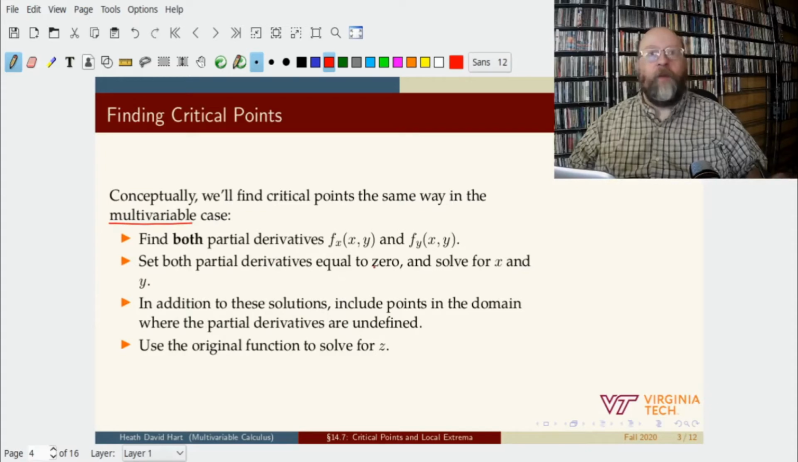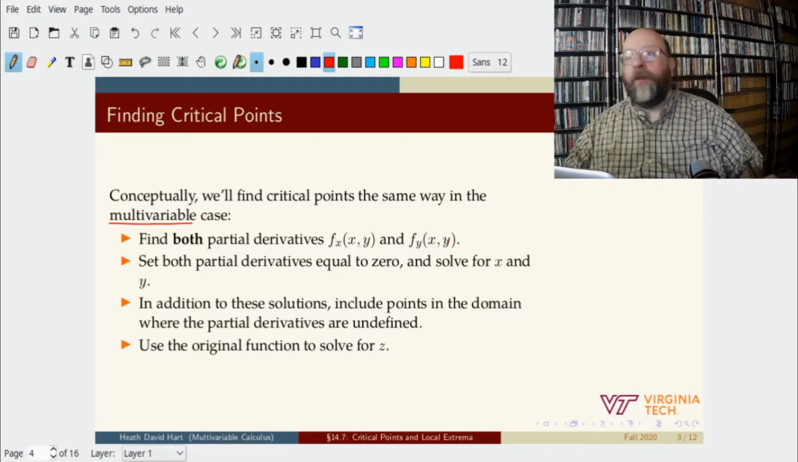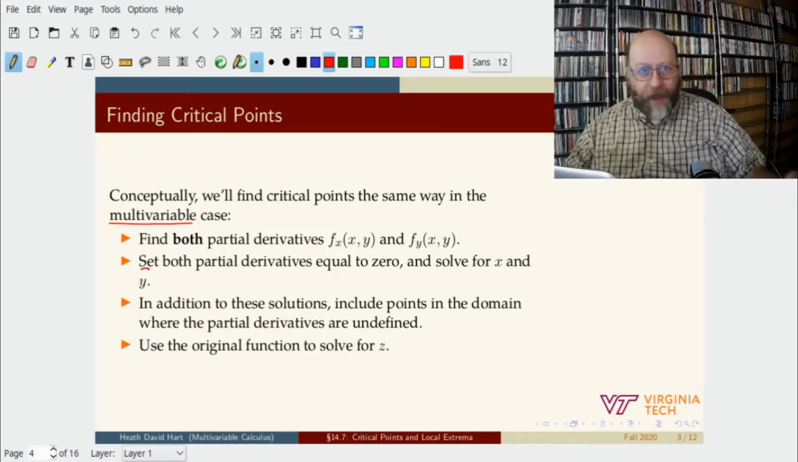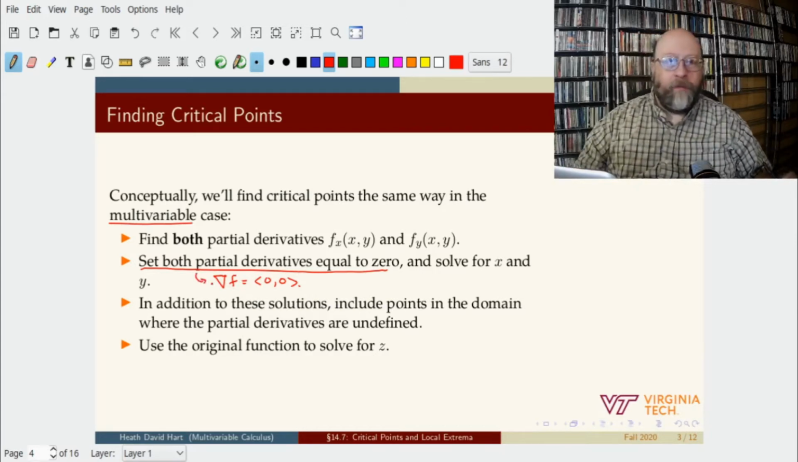The only difference here is that we're now finding both partial derivatives, and we're setting both partial derivatives equal to 0. Another way that we can say this, setting the partial derivatives equal to 0, is that we're setting the gradient of the function equal to the vector 0, 0. The gradient is the vector that contains the partial derivatives. We saw that on Friday. And so you'll sometimes see this idea here, but it's the same thing.